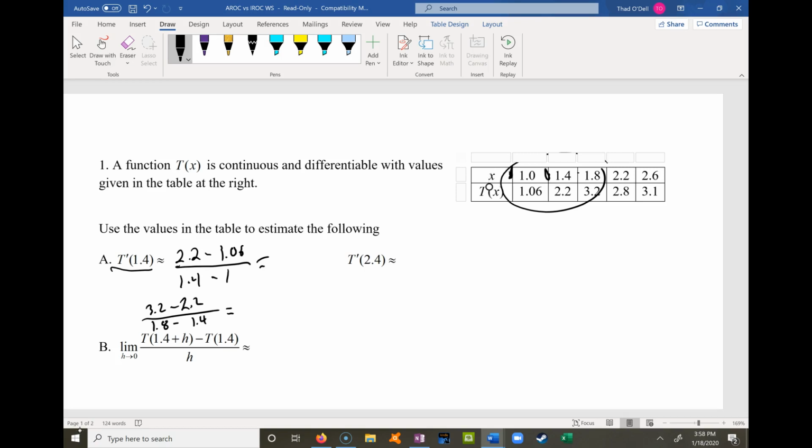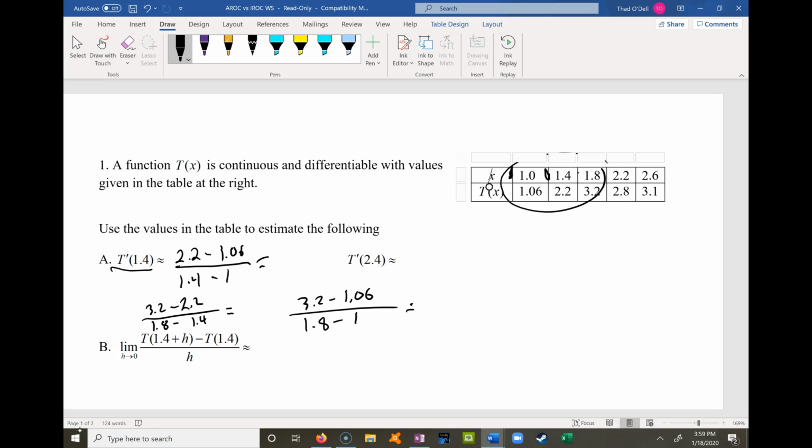And actually, for that matter, you could use the whole interval from 1 to 1.8. So that would be 3.2 minus 1.06 over 1.8 minus 1. All of these would be estimations for T prime of 1.4. In fact, if you want to do the best one, you might just find all three and average them. But all of these are decent approximations. They're not the actual slope at 1.4, but they're approximations for it.